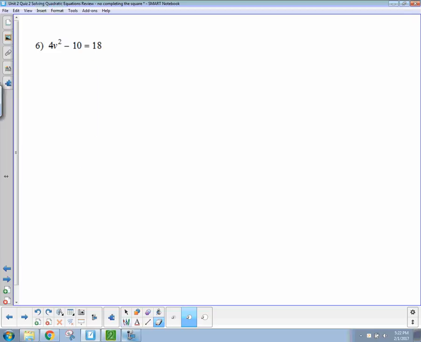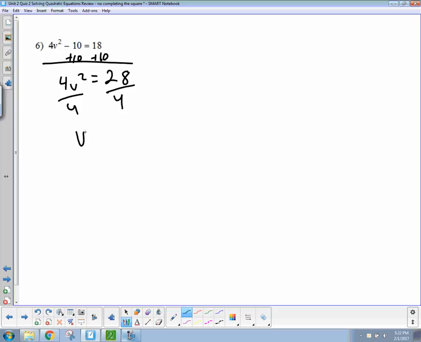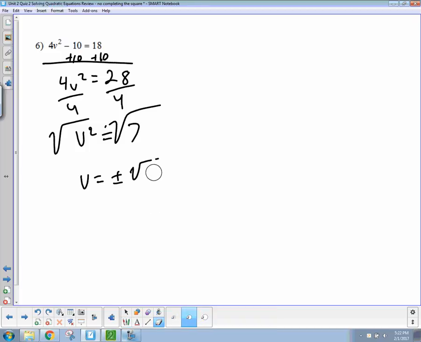Add 10 to both sides. We get 28. Aha. 4v squared divided by 4. v squared equals 7. Take the square root. And we get v equals plus minus root 7. Why'd I put a 4? There you go. Boom.